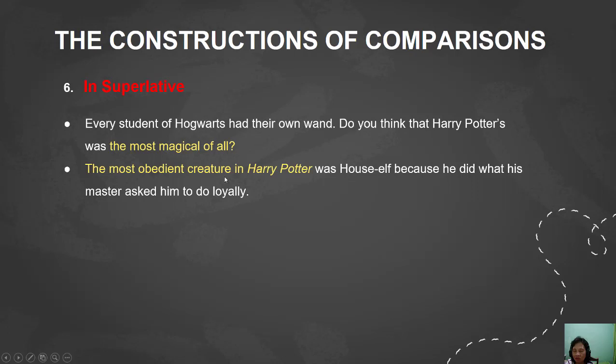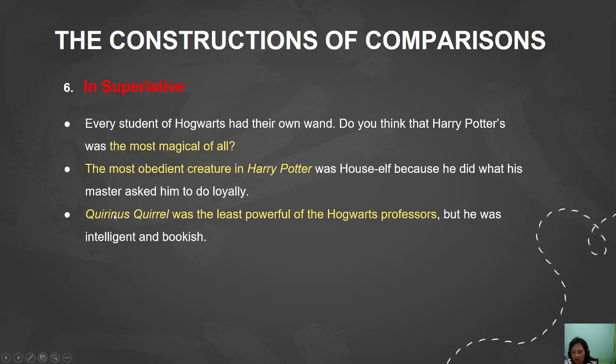There are so many creatures in Harry Potter's novels, in the novel of Harry Potter. So, which one is the highest level? Yeah, the most. So the most obedient creature. Don't forget with the word "the" here to show that it is the only one among others, among other things, or among other persons.